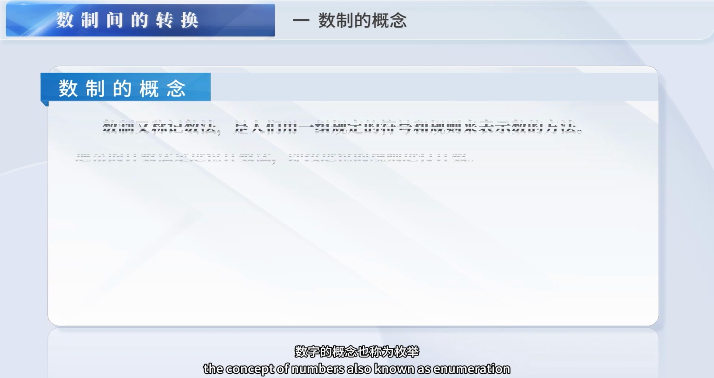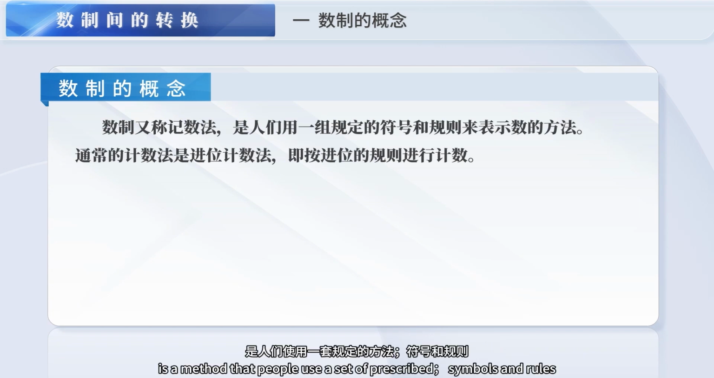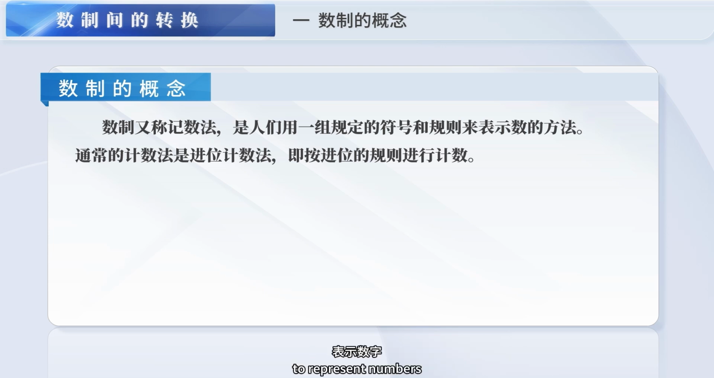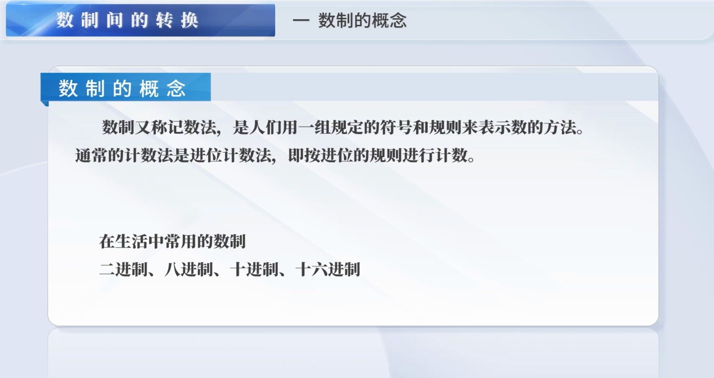The concept of numbers, also known as enumeration, is a method that people use a set of prescribed symbols and rules to represent numbers. Different symbols and rules lead to different representations. The usual numbering system is the place value system, which means counting according to the rules of carry. In life, the commonly used numerals mainly include binary, octal, decimal, and hexadecimal.